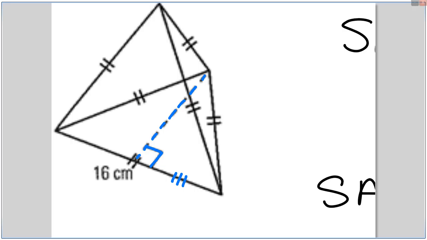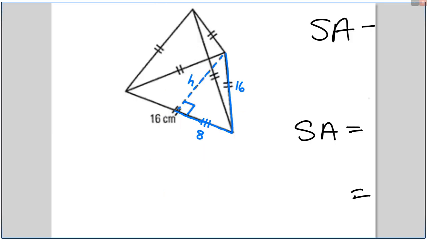What's this distance here on the bottom? Half of 16. Very good. And we know that the hypotenuse of this right-angled triangle would be what? 16, because it's the equilateral. So you need to solve for the height there. Is it a long side or a short side on the Pythagorean theorem? Short. So this one's a little bit different.